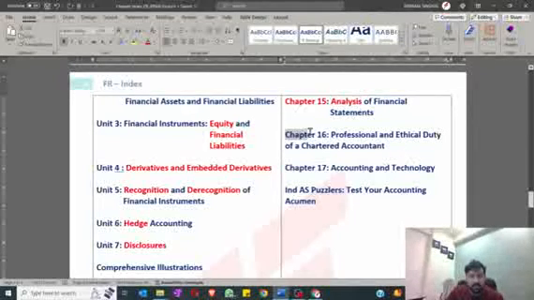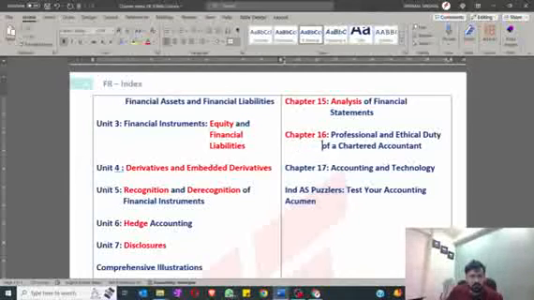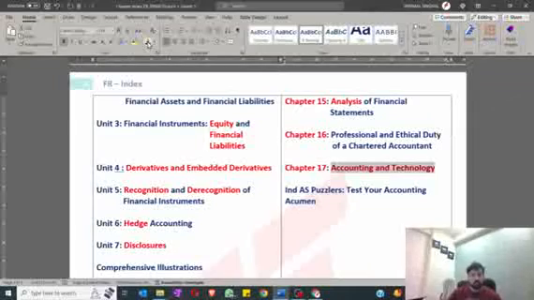Then comes chapter 16. Although it is not important from the preparation of financial statements point of view, it is on professional and ethical duty of a chartered accountant. And chapter 17 again is not basically on Indian accounting standards or financial statements preparation. It talks about some technological developments and their association or relation with accounting.